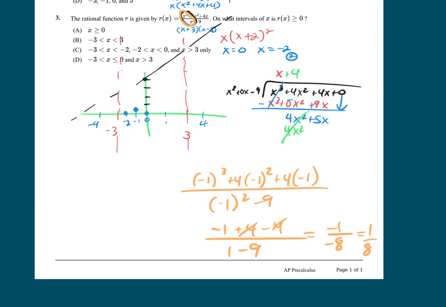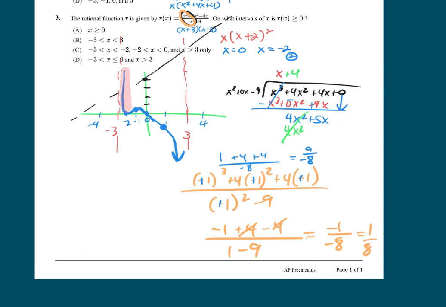Now I know it has to bounce here, which means it's going to come down, bounce, and then hit that. And then it has to cross through at 0 because it can't bounce. So I know it's going to come below my graph at some point there. I could also plug in positive 1 and see what happens. I'd get 1 plus 4 over negative 8. So 9 over negative 8, and that confirms I'm below the x-axis there.